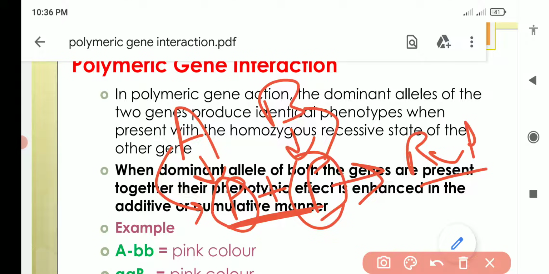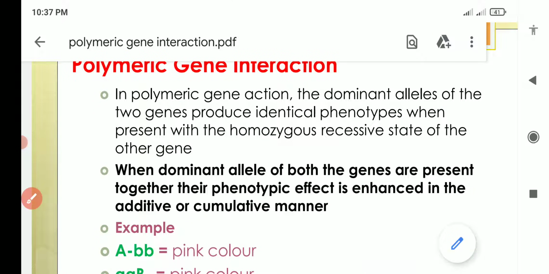When they are both present together, they will give us a more intense color, and it will result in a different phenotype. So that's why it is known as polymeric gene interaction, because the two genes give us an identical result.